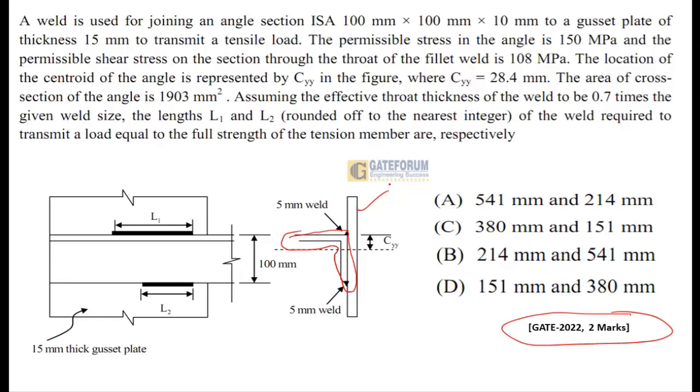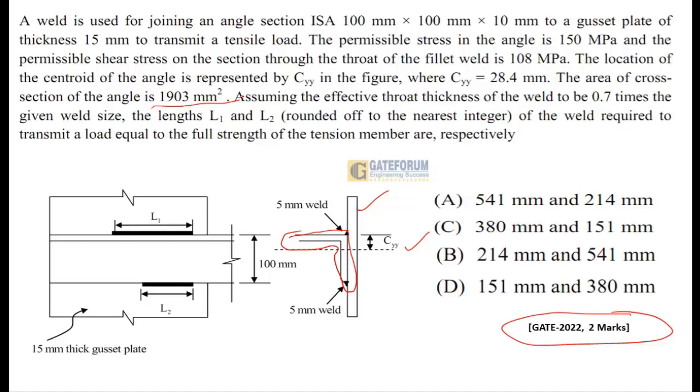The permissible stress in the angle is about 150 megapascals and the permissible shear stress on the section through the throat of the fillet weld is 0.8 times, so it is 108 megapascals. The location of the centroid of the angle is represented by CYY, which you can see in the figure here. CYY is given from the steel table, that is 28.4 mm. The area of cross section of the angle is 1903 mm square. It's from the steel table only.